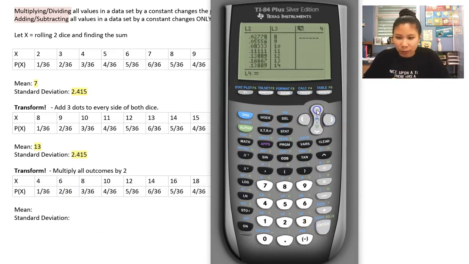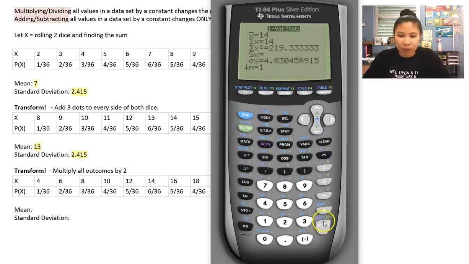I'll just go into L4. So I want to take all my numbers in L1 and multiply it by 2. So here's my new list of outcomes. And then calculating my mean and standard deviation, instead of L3, it'll be L4 because that's where I have my new data points. Probability values are still the same. Calculate. Boom.